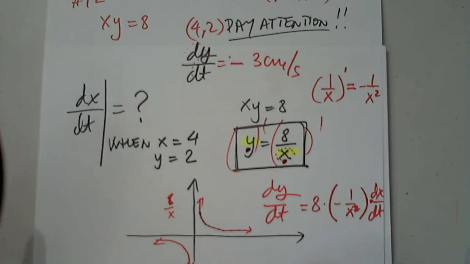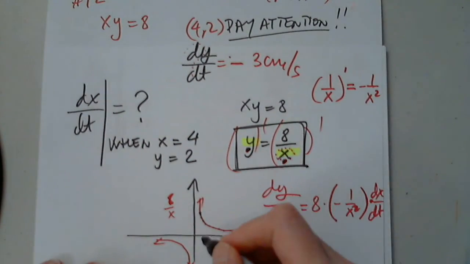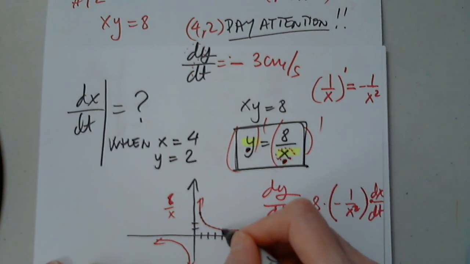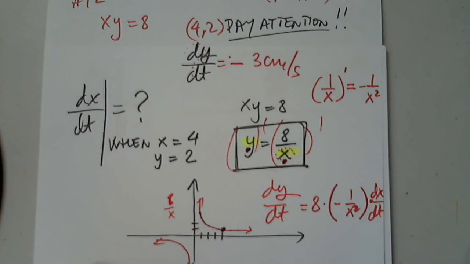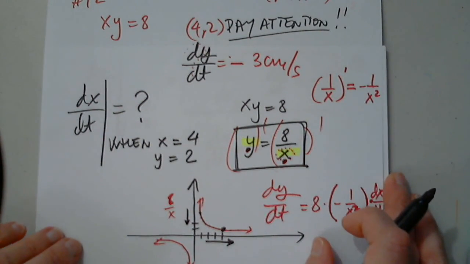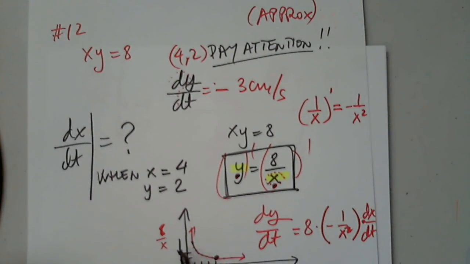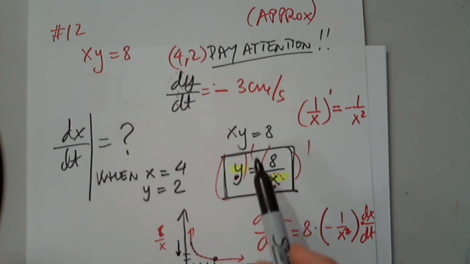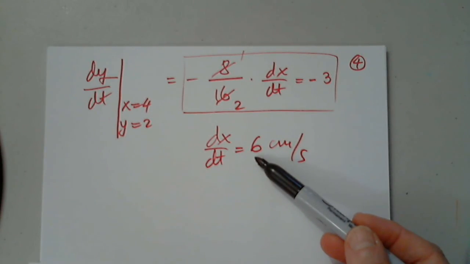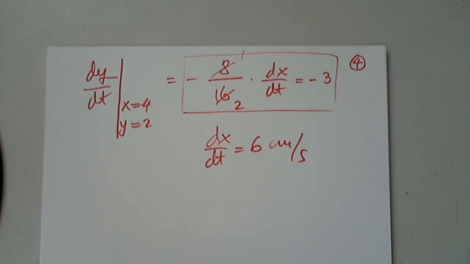And it makes sense. Look what happens. Obviously, x is increasing, but y is decreasing. So dy by dt is negative 3 centimeters per second at this point, but dx over dt is 6 centimeters per second because it's increasing. Okay, so let's continue.